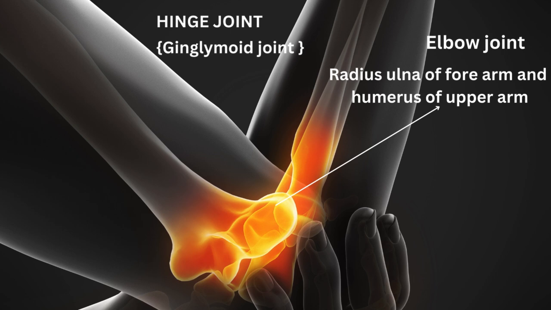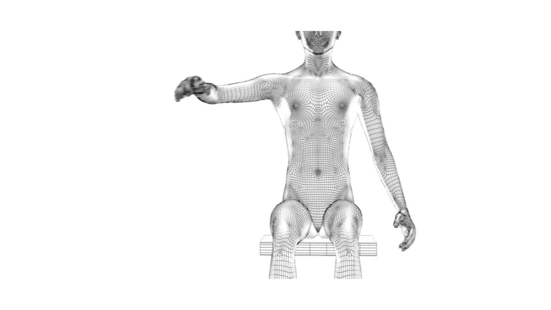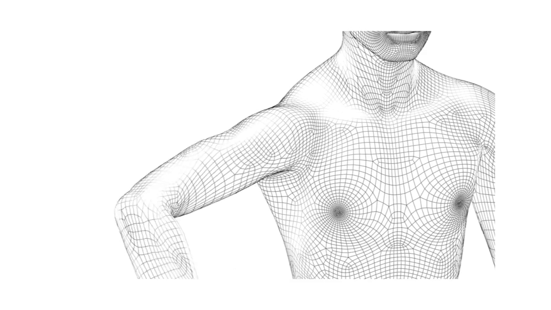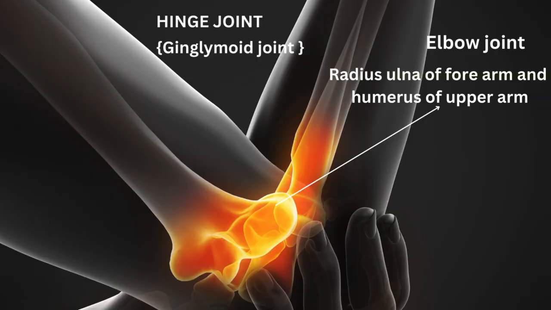So this is how it looks. The elbow joint is the best example, and also of course the knee joint. Both the elbow joint and the knee joint come under the hinge joint because they have a protuberance in it. Even the joints between the fingers and the toes also come under this hinge joint.